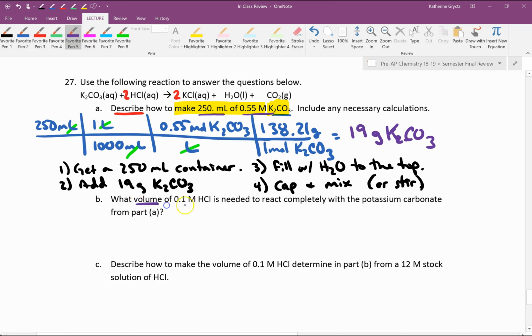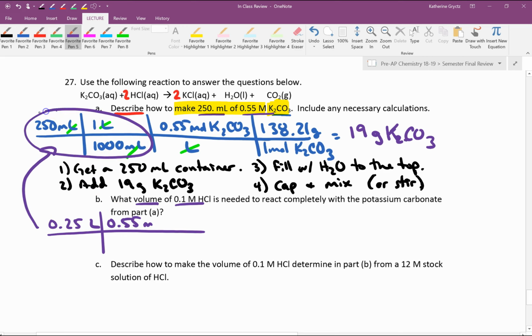So it wants us to find volume, and we're given a molarity. So the amount of potassium carbonate from part A, you can start with the 19 grams, or you can start with the molarity and volume. Just on the 19, you probably don't want to round anything. So I'm going to keep it as 0.25. That was my 250 over 1,000. So I'm going to do that. That gives me moles of K2CO3. This asks about volume of 0.1 molar HCl.